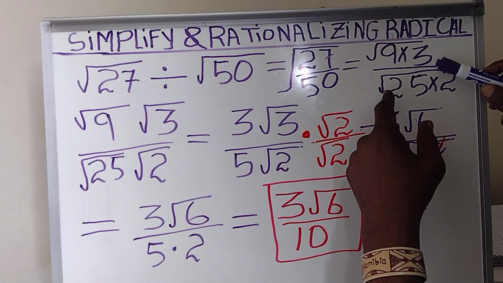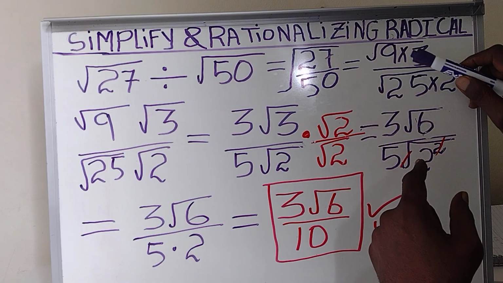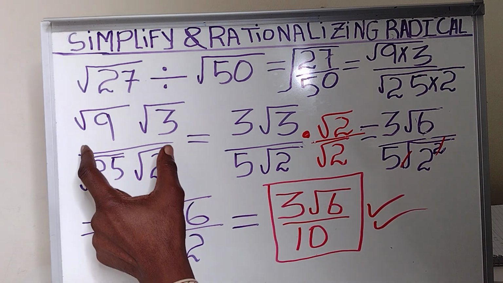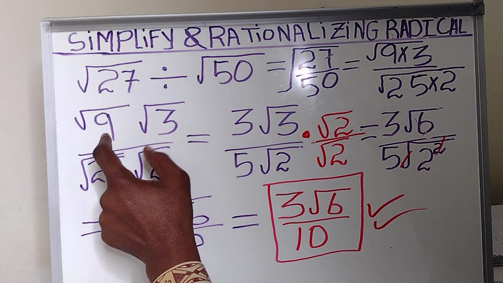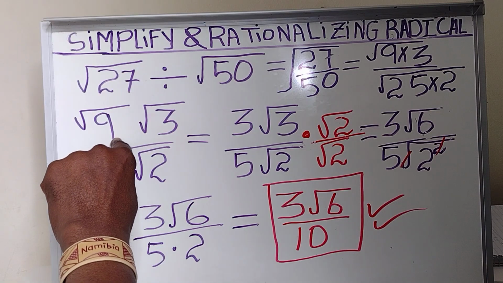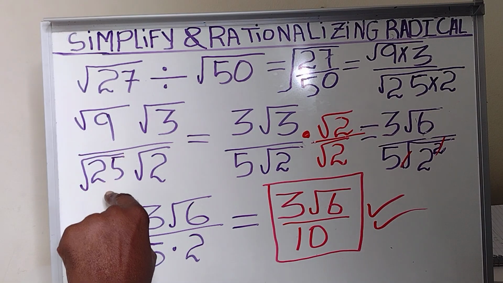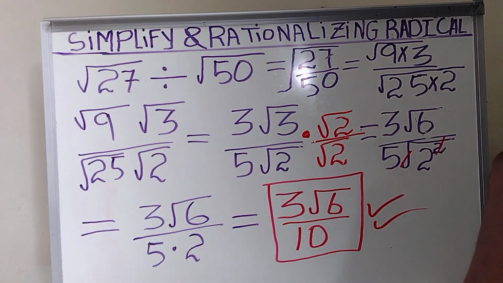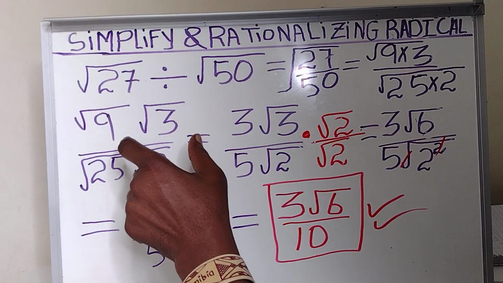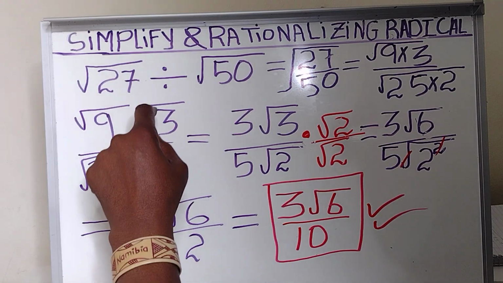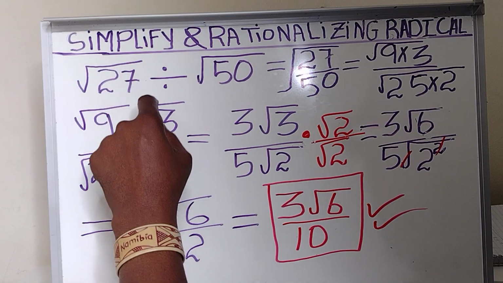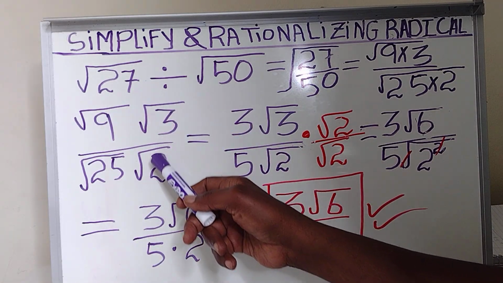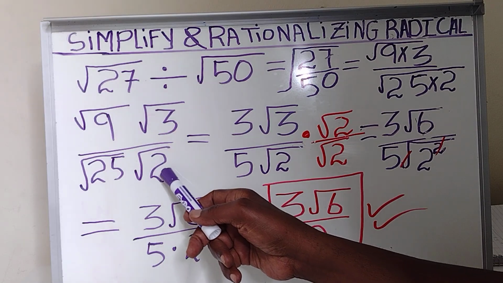So next we have to separate the perfect square and the other numbers, and that is exactly what we did here. So the perfect squares are here, and the other perfect square is that one over there. Now we left the 3 under the root, and we left also the 2 under the root.